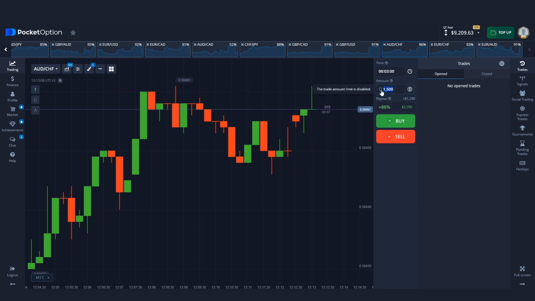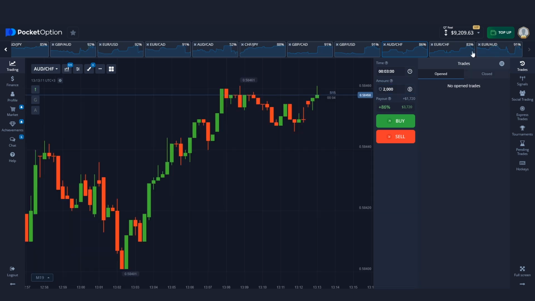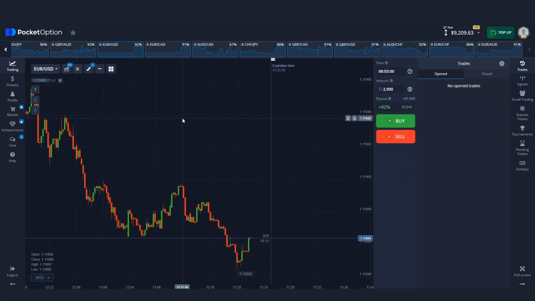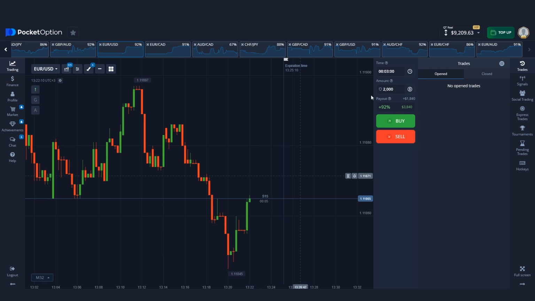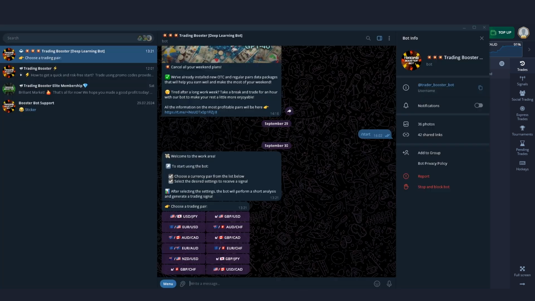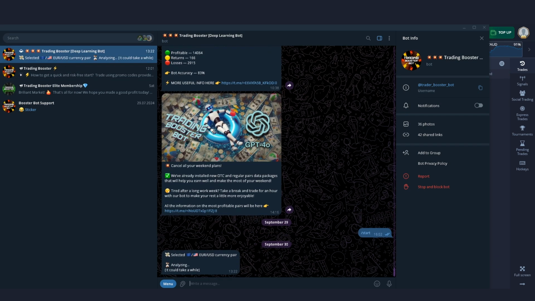I will open a deal now for $2,000 and change the currency. The next currency pair I choose is the euro dollar. There are not very large volumes, not much volatility, so it is an ideal currency pair for 3 minutes. I go to BoosterBot, choose euro dollar and choose 3 minutes for the deal.